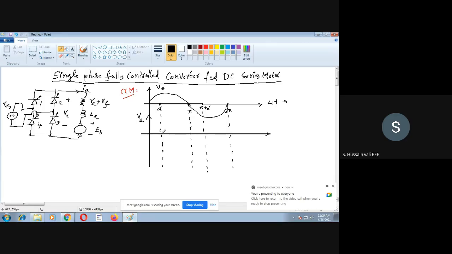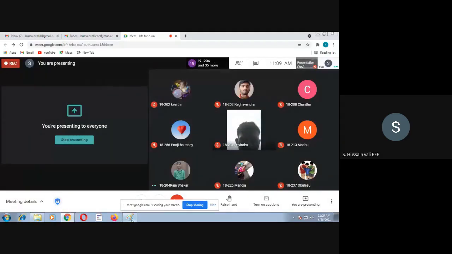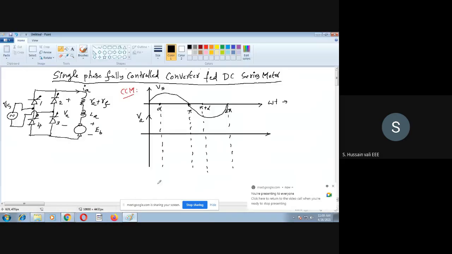At omega t equal to alpha, we will trigger thyristors 1 and 3. So 1 and 3 will conduct. If 1 and 3 are conducting, then the direction of the current is like this. This is the direction of the current. Then it will enter into the motor. This forms a closed path through the source.